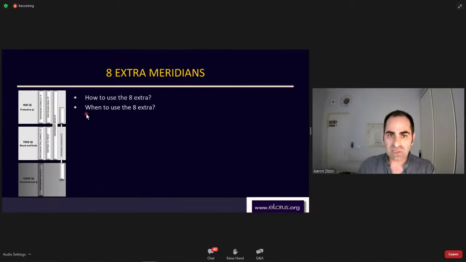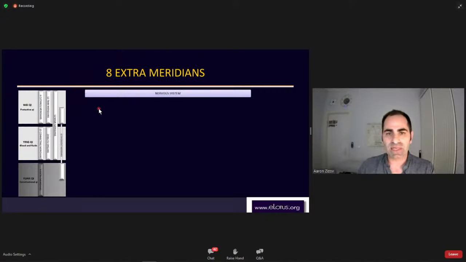And then how to use these 8 extra meridians and when to use them, in which cases. Usually I will not start immediately, just in certain cases like fertility, for example, where I will maybe start immediately because I don't want to waste time. So this is about the basic aspect of these.